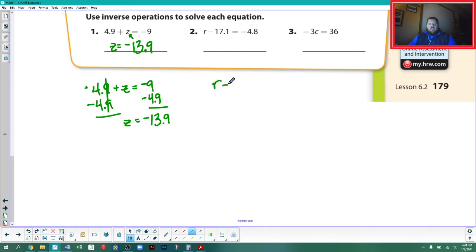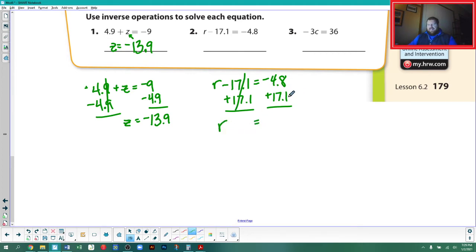The next one, I have r minus 17.1 equals negative 4.8. What's happening to r? It's being subtracted by 17.1. So the opposite of subtraction is addition, and we have 17.1 that we're going to add to both sides. Okay. Sometimes that's easier said than done.